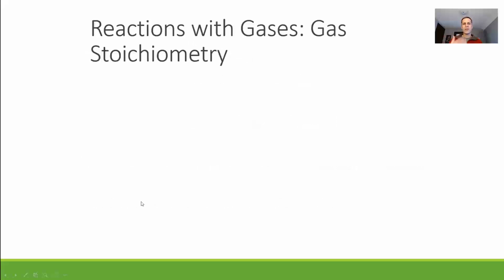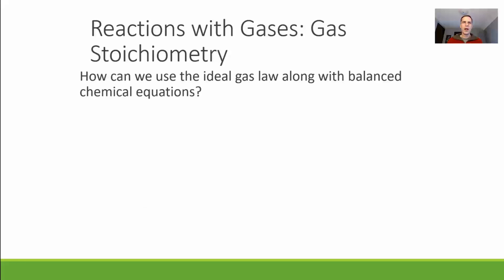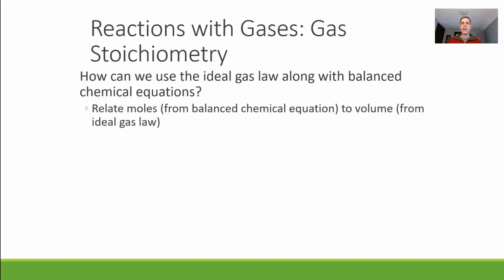Okay, so let's look at reactions with gases, really tying gases to stoichiometry. The idea we want to get at is how we use the ideal gas law along with balanced chemical equations. The key here is that our balanced chemical equation is always talking about the number of moles, typically. And so we can now relate moles to volume from the ideal gas law, or to pressure, etc.